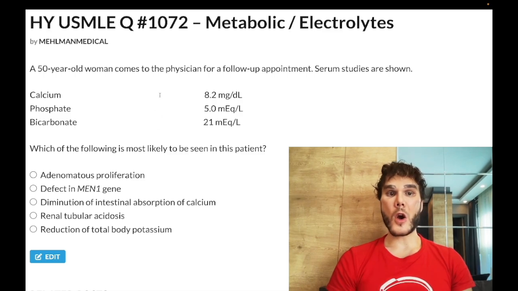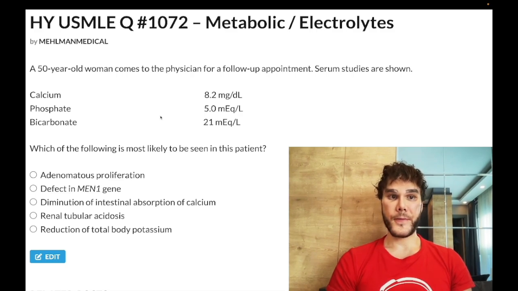Because you got to know diagnoses. You got to be able to diagnose based on labs. That's what I'm trying to teach you with questions like this. This is renal failure. Okay, so when calcium is low and phosphate's high, never mind the bicarb for a moment, you say that's secondary hyperparathyroidism, which is basically synonymous with renal failure on USMLE.